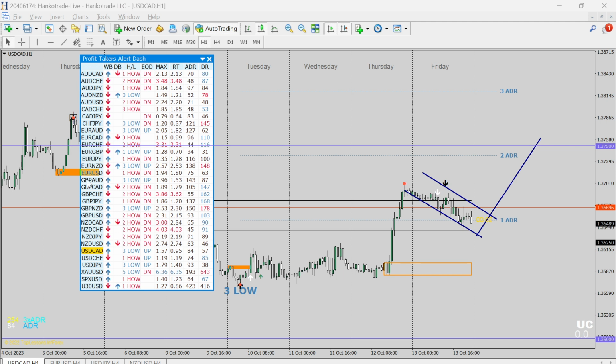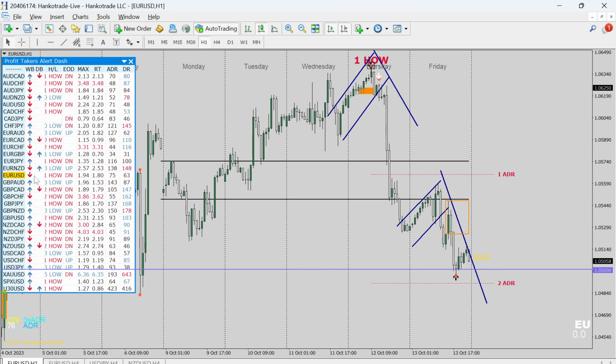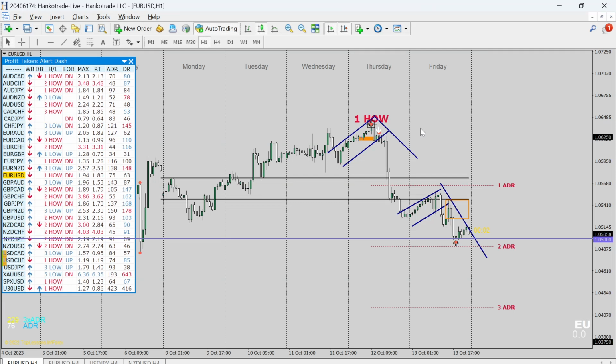Oops, I'm clicking on the wrong thing. I have a couple screens here, guys. Sorry. So as you can see with the Euro USD, if I'm coming into the chart, I was expecting to take some shorts on Friday on this pair, just based off of the setup.